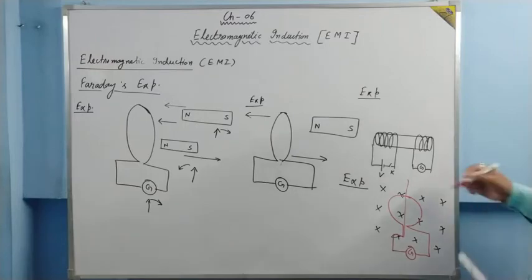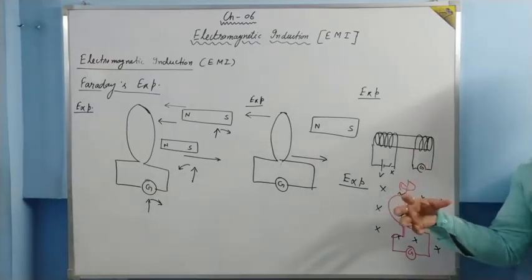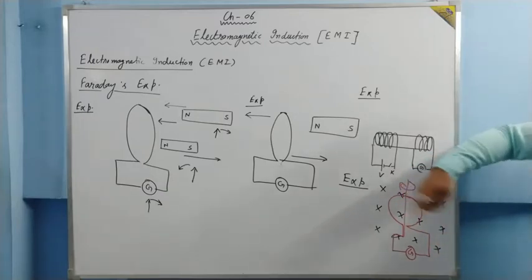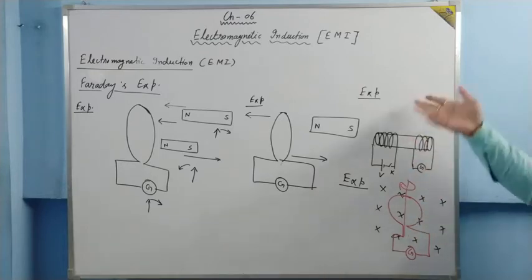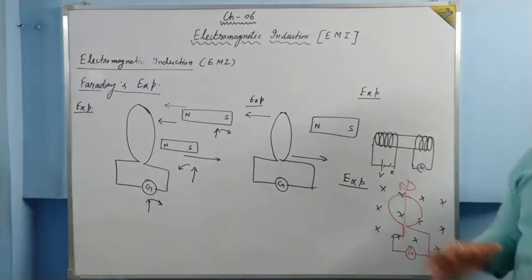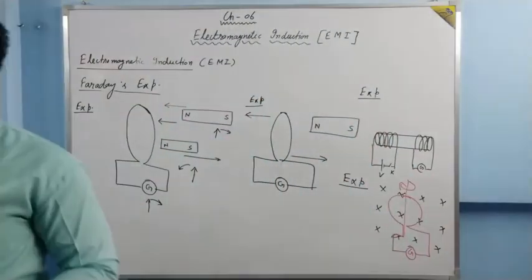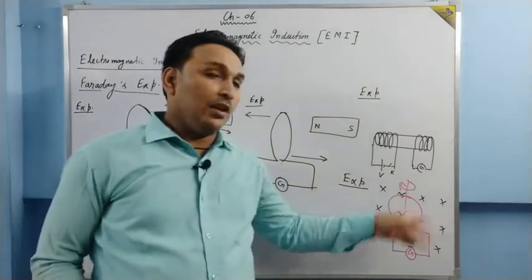But again the loop is rotated about its axis. Suppose this is the loop, it is rotated like this way. When it is rotated like this, there is a deflection in the galvanometer. So from these experiments, what he has observed is that there is something which induces current in the coil.